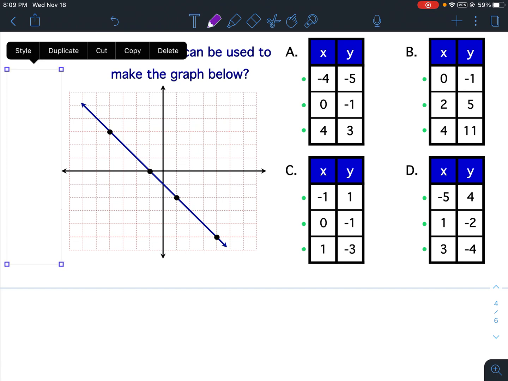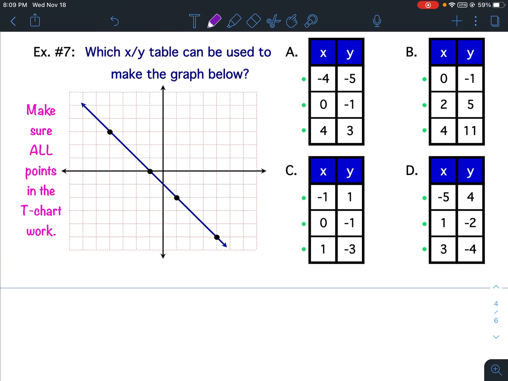What you want to do is make sure that all the points that are in the T-chart fall on that line. It doesn't have to be the black dots, but you want to make sure that all the ordered pairs in the T-chart fall on the dotted line. So you're going to check each one. Let's start with the -4, 5.